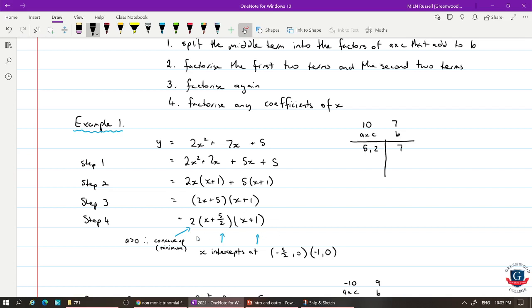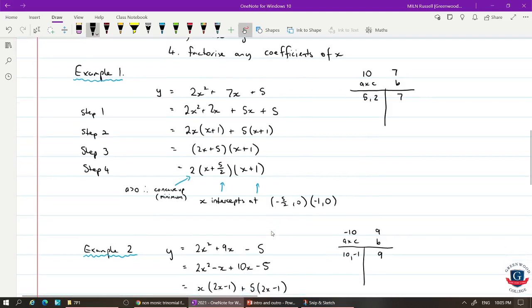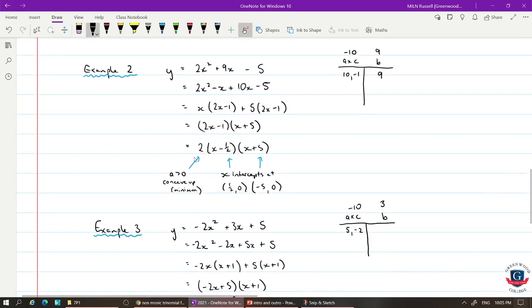Now from this factored form I can tell a few things. One, that a is greater than 0, so the function is going to be concave up and have a minimum, and the x-intercepts are going to be at negative 5 on 2 and negative 1. I could have got a similar answer from this by using null factor law, but it's half a step and you have the x-intercepts up straight away. Let's try another example. Here's example 2.